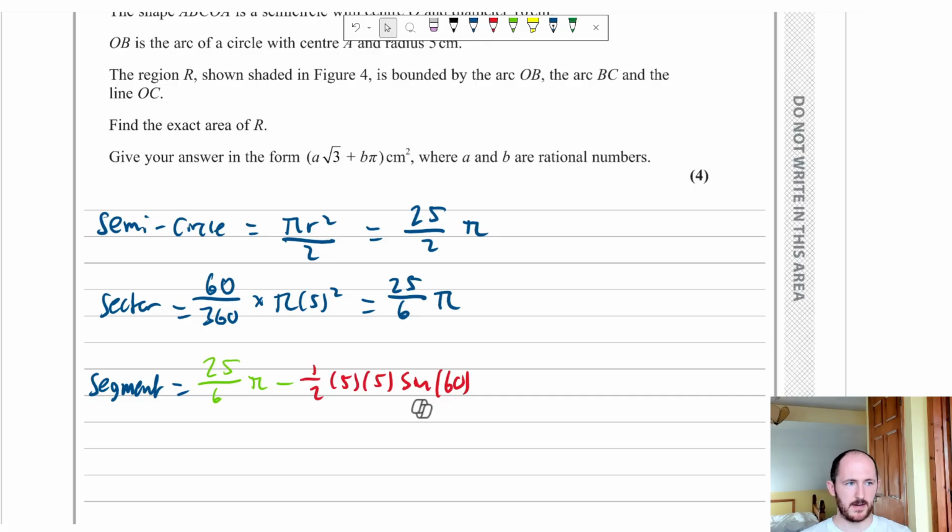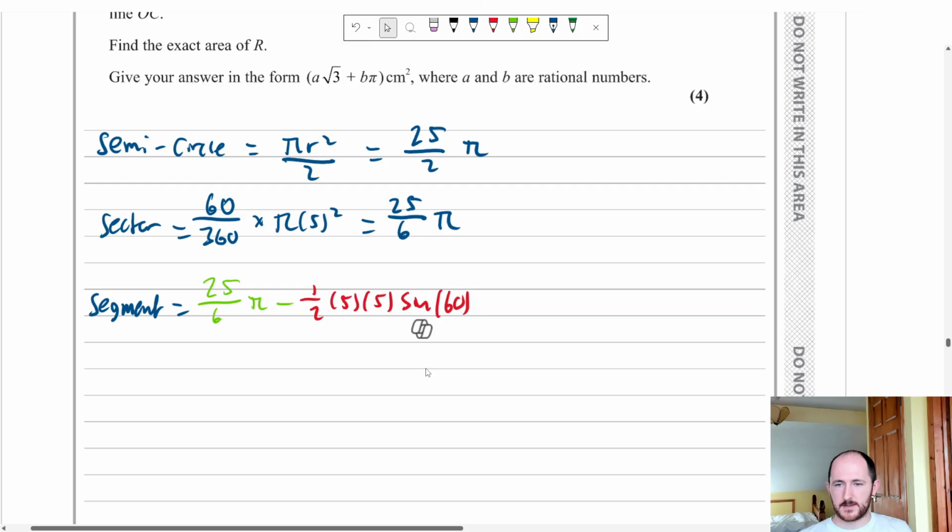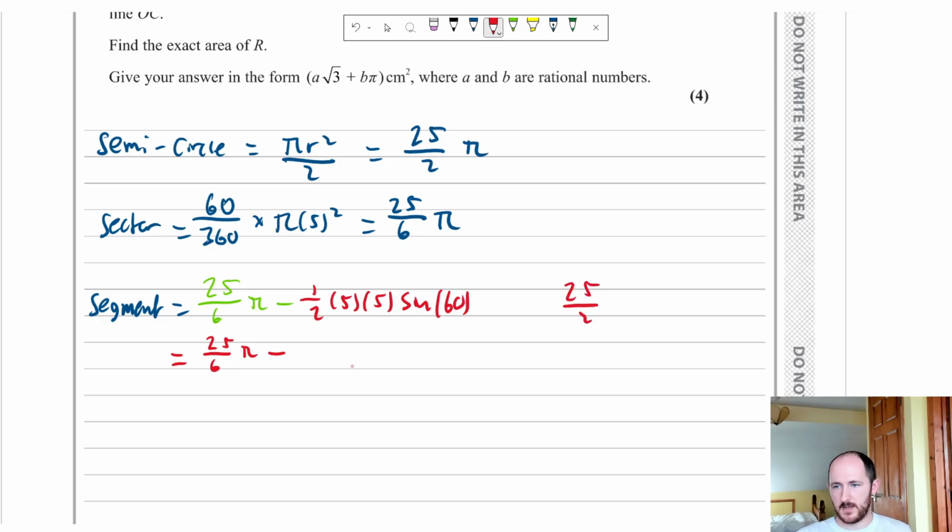You're in degrees or you're in radians, depending on how you want to do it. But yeah, it's root 3 over 2 for this. So this is going to be, again, just for the segment, 25 over 6 pi minus, 5 times 5 is 25, so it's 25 over 2. So 25 over 2, and then it's also going to be times root 3 over 2.